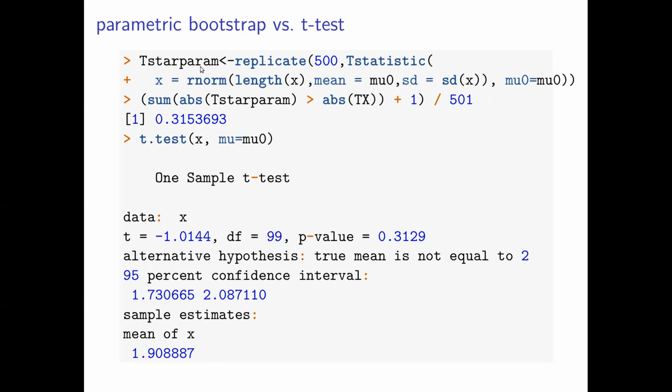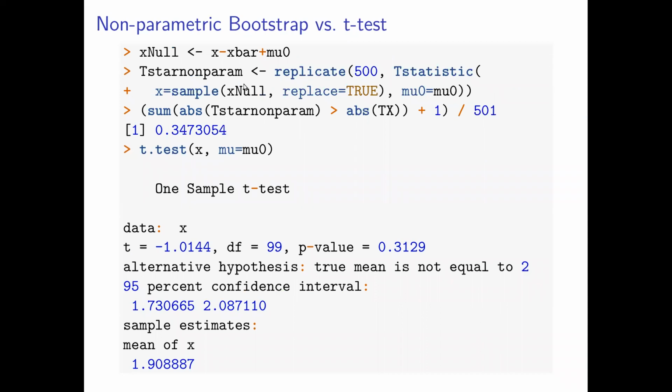The price we pay is also for the bootstrap sample. We have to assume a normal distribution scenario. In the non-parametric version, we do not have this assumption of normality. However, here we do the rescaling of the data. We subtract the sample mean, we add the mean under the null hypothesis, and then we sample from this re-centered data as many times as we need for our bootstrap scenario, which is 500 bootstrap samples.